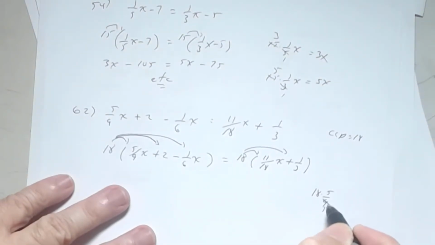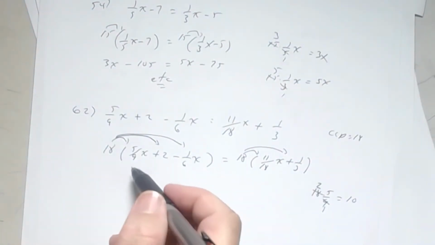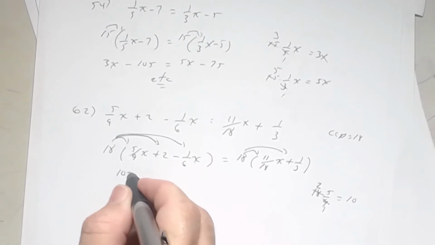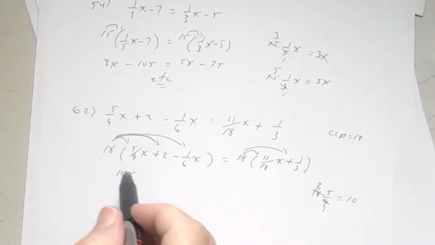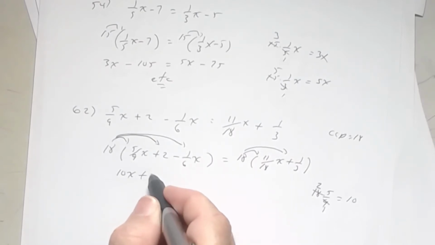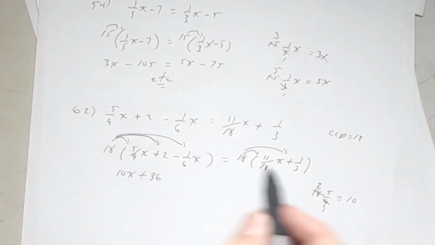9 divided by 9 is 1. 9 to 18 is 2. So that'll be 10, correct? So what is 18 times 5/9 x? 10x. Okay. Now what's 18 times a positive 2? 36.